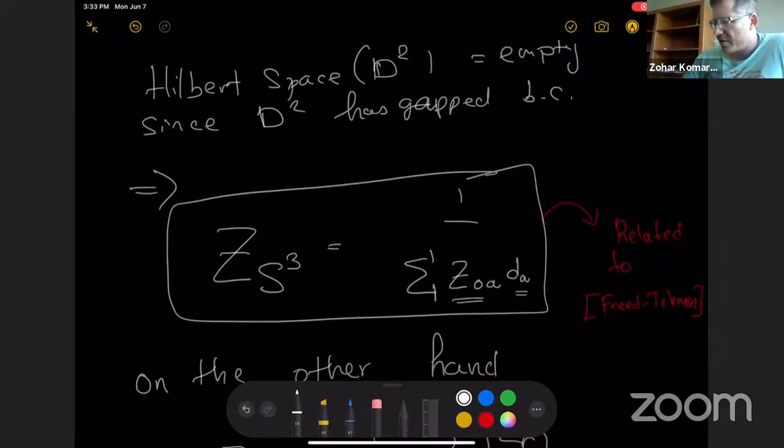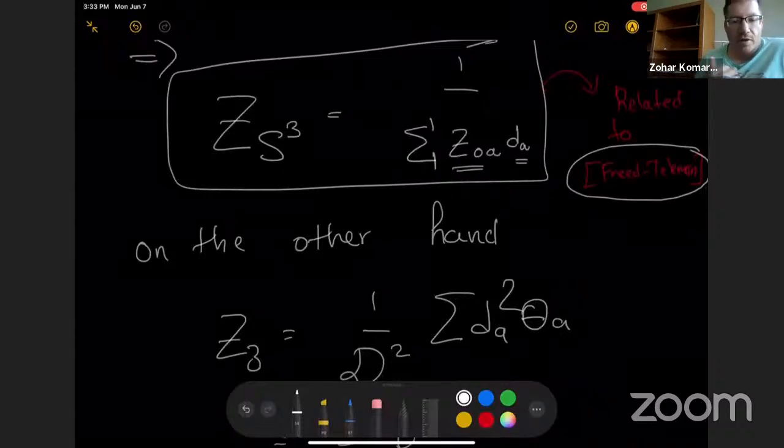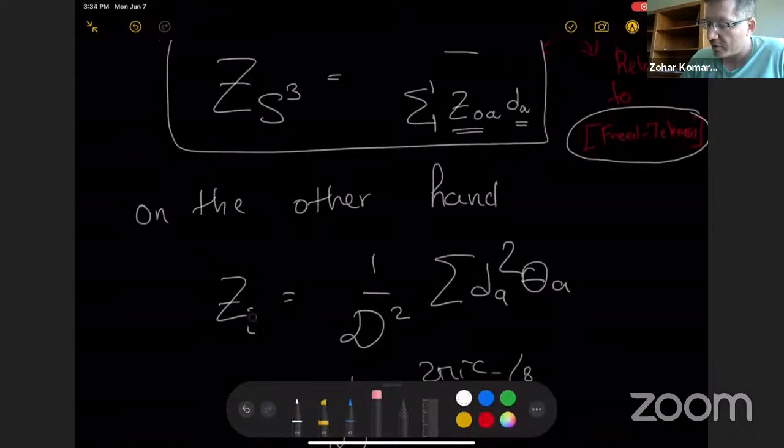And this is very much related to some very recent nice work by Fried and Teleman. Just a very simple derivation of some fact that the three-sphere partition function in a theory which has a gapped boundary is constrained in this fashion. But on the other hand, there is the usual formula for the three-sphere partition function. Sorry, this is not Z3, this is Z of S3.